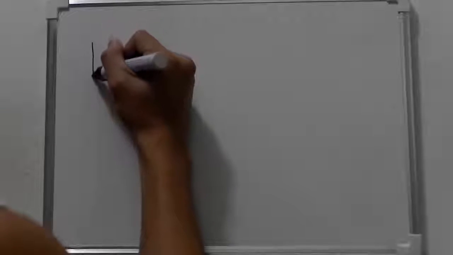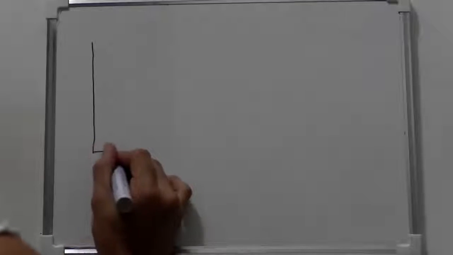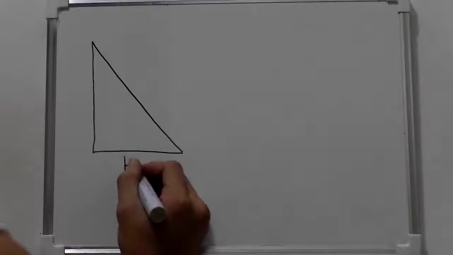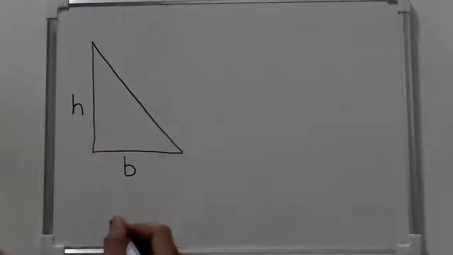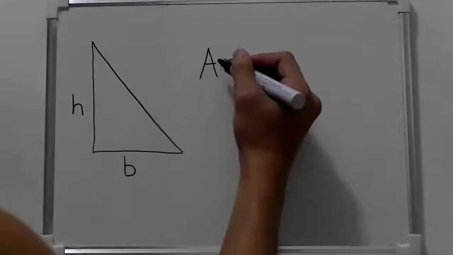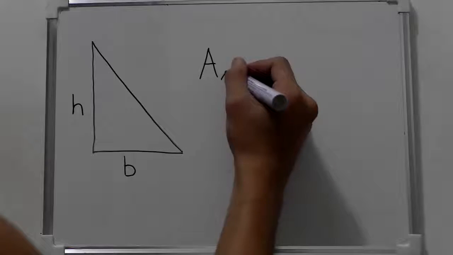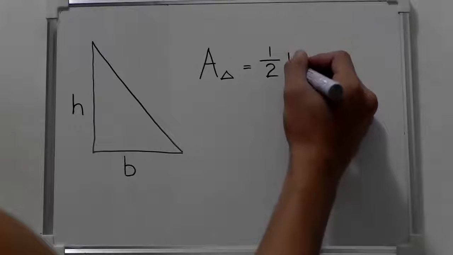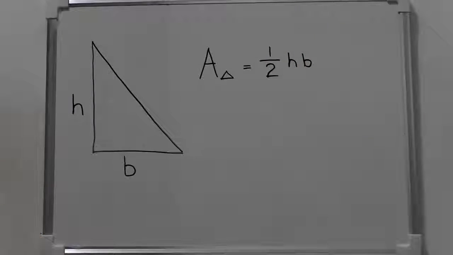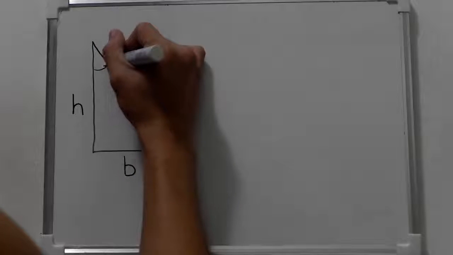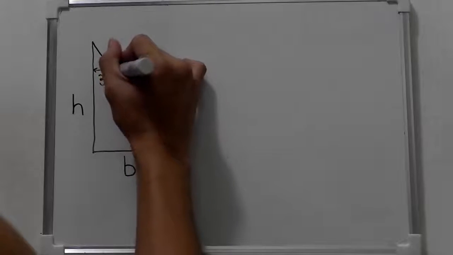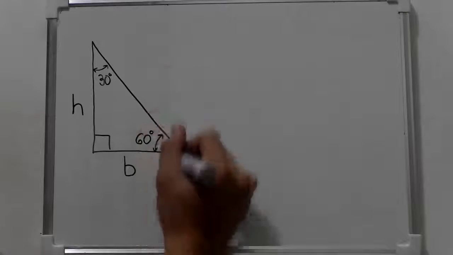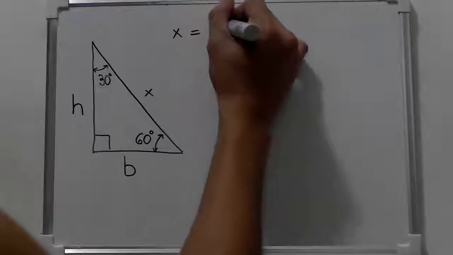Hello everyone, I'm gonna show you how to solve for the area of a right triangle. Let's have an example. This is our B and our H. And the formula for the area of a right triangle is 1/2 times H times B. Let's have an example. 30 degrees, 60 degrees, and the hypotenuse is 8.